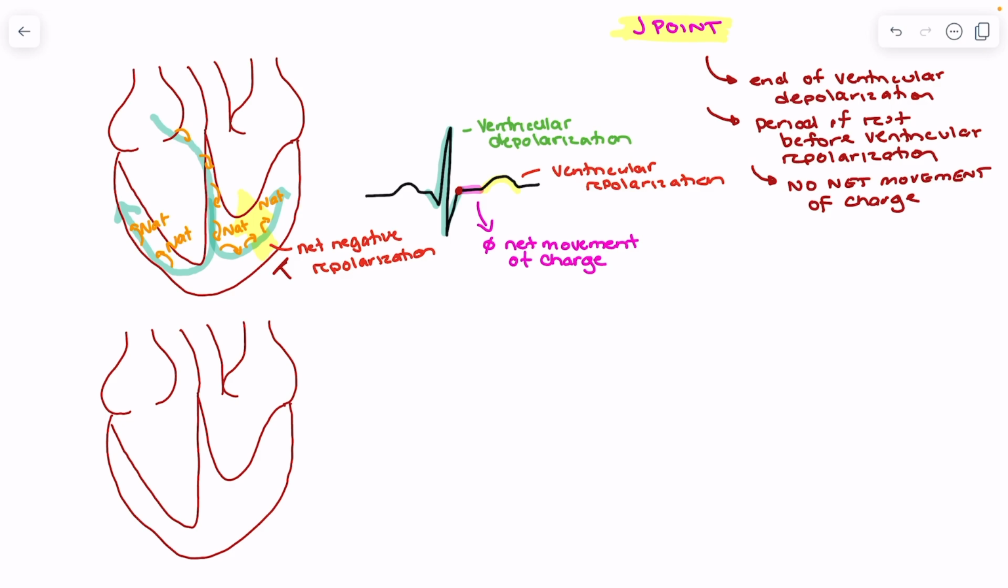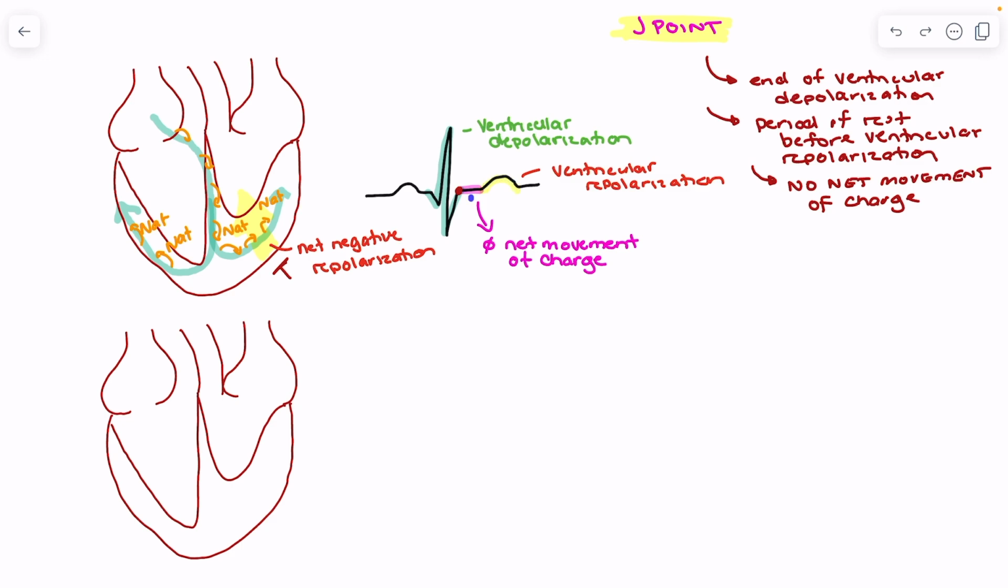So when we're trying to locate the J point, one of the strategies that we can have is we should look at the end of ventricular depolarization. And we know that our net movement of positive charge is going to move towards and away from our lead, so we should see some negative and positive deflections. Know that after our J point should be a period of rest, or we should see that period of rest following the J point. So essentially, I'm looking for the period of time in which the QRS complex is going to stop negatively or positively deflecting from baseline, and I see a period of rest followed by ventricular repolarization, which is our T wave.